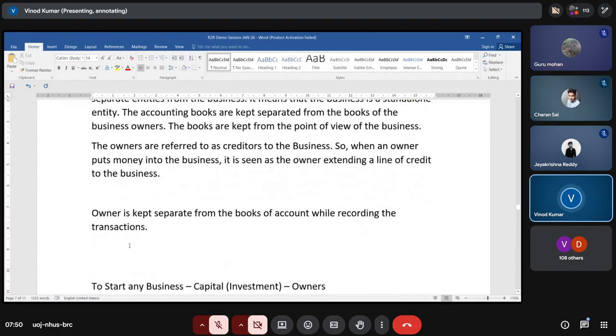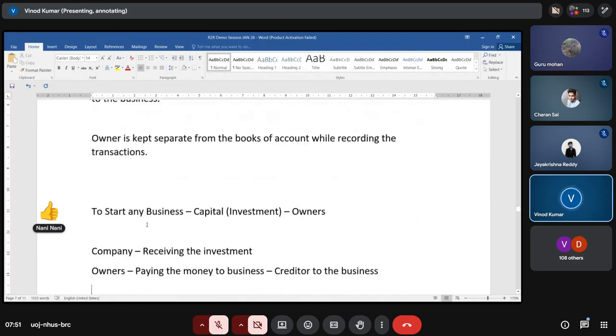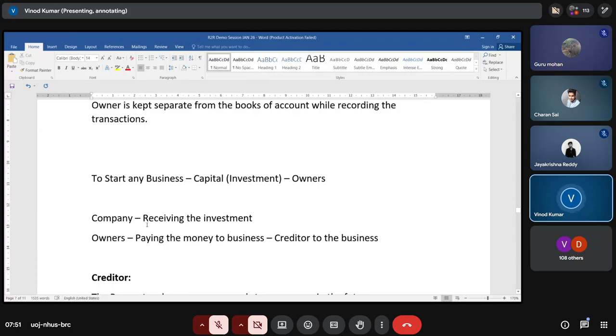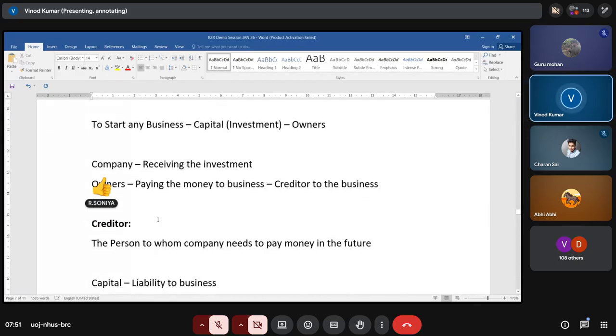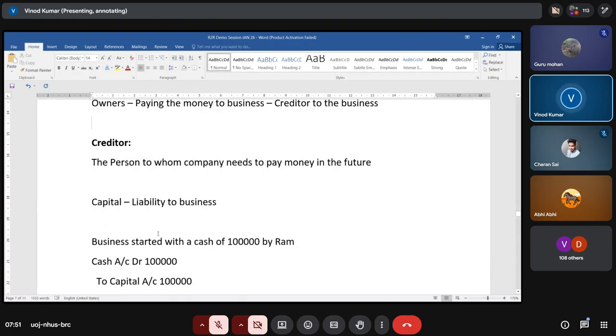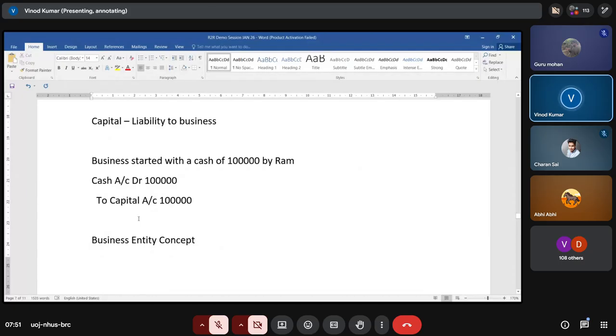Most of the questions they will ask: when an owner invested money in a business, what is the journal entry? Cash account to capital account. Why are you crediting the capital instead of the owner's name? You need to give an explanation as per one of the accounting concepts, that is, the business entity concept, which says the owner is separate and the business is separate. So we are treating the owner as a creditor to the business. The business is a standalone entity, the owner is separate. So the owner's capital is to be treated as a liability. So we are crediting the liability here.